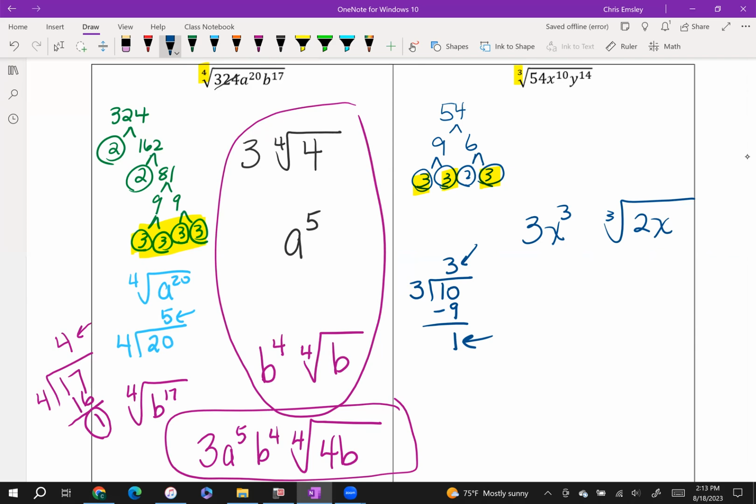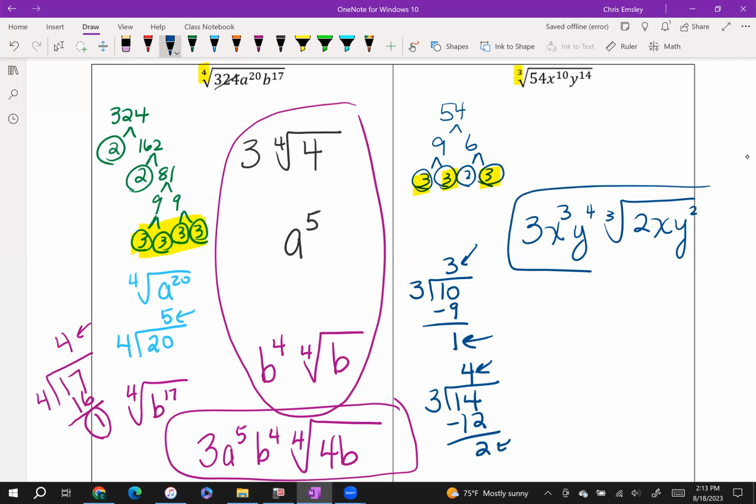Then we have the y to the 14th. How many sets of 3 are in 14? That would be what? 4 sets would make 12, but that means there's 2 left over, 2 that are not complete sets. So y to the 4th from our answer gets to come out, and y squared from our remainder has to stay inside. There is our simplified radical.